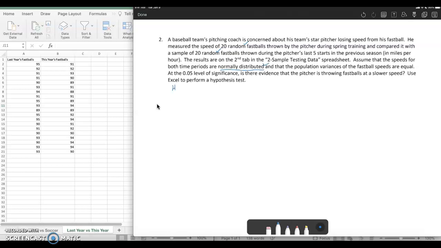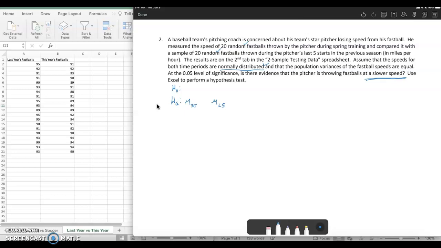And so now we're going to get ready to write our null and our alternate hypothesis. We're interested in whether his speed is slowing down, or if the speed is becoming less. But with the ordering that we have, spring training first, notice spring training would be mu of, I'm going to call that mu of ST. And then we have mu of the last 5 starts, so I'm going to call that L5 for last 5.